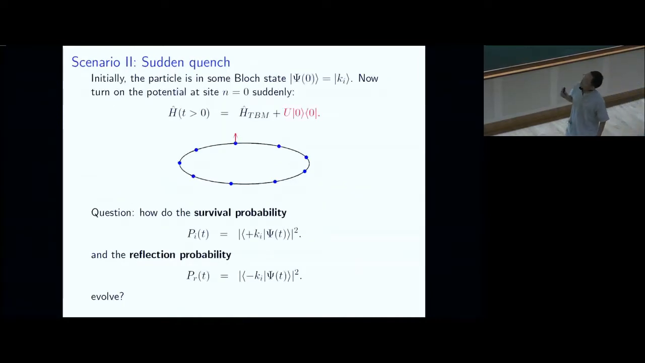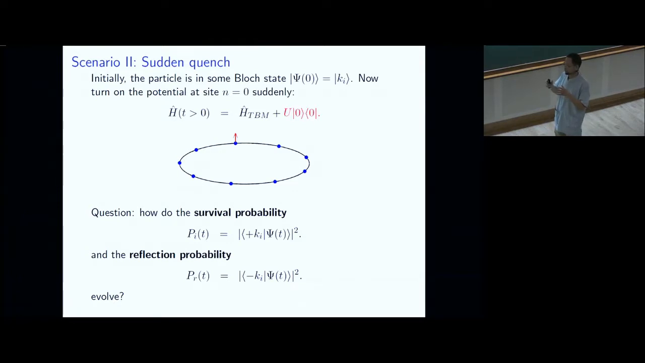Okay, so let's now come to the second scenario. In the first scenario, we choose an arbitrary site and drive the site periodically. Now, we just quench it suddenly. We just change the potential of this site to some value U, and then hold it fixed. So initially, your particle is going around the ring this way, and now you suddenly erect a barrier. So intuitively, it will be reflected from this Bloch state into its mirror image minus K, and then it will be reflected back. So here you have a Rabi oscillation picture.